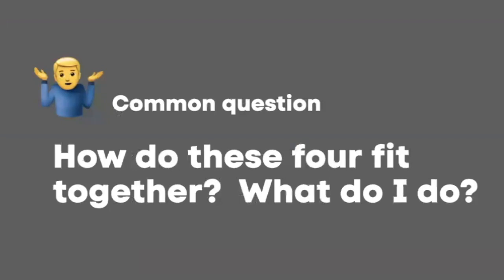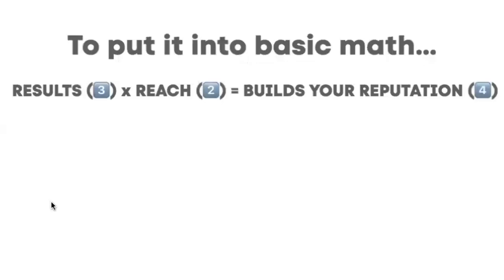Common question: how do these four fit together? How do revenue, reach, results, and reputation connect? How do they work? All right, let's do some basic math. Here's how I think they work. The results you get, multiplied by the reach that you have, builds your reputation. So the results, number three: does your product or program work?